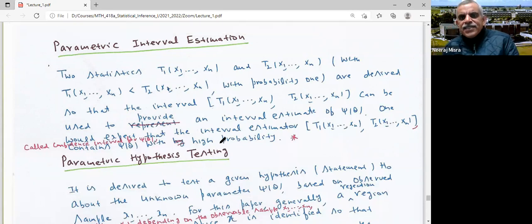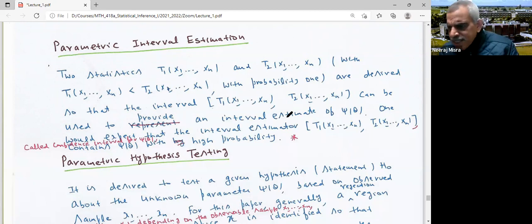Now, note that if theta is real valued, one can always take T1 to be minus infinity and T2 to be plus infinity. The probability that theta lies in that interval is 1. But in this case, although the confidence that the interval contains theta is the best you can have, which is 1, this interval does not provide me any information, because I already know that theta is a real. So there is always a trade-off between the length of the interval and the confidence you want to have in that interval.